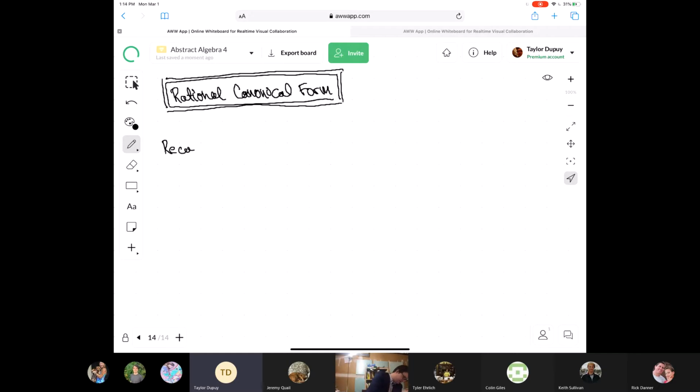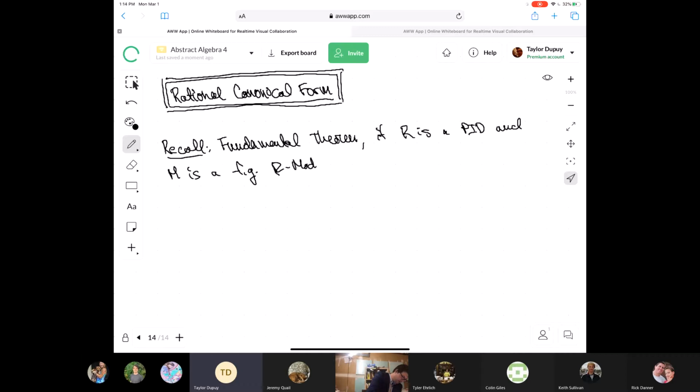So recall that we had this fundamental theorem, which said that if R is a PID and M is a finitely generated R module, then M is isomorphic to R mod A1 direct sum R mod A2 direct sum ... R mod A_m, direct sum R to the r.